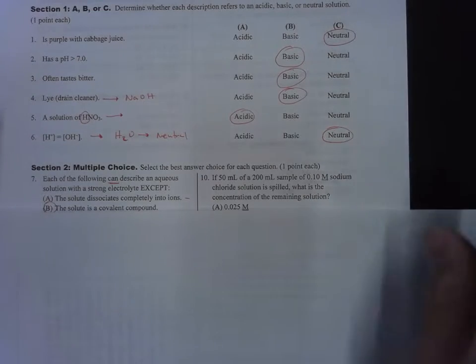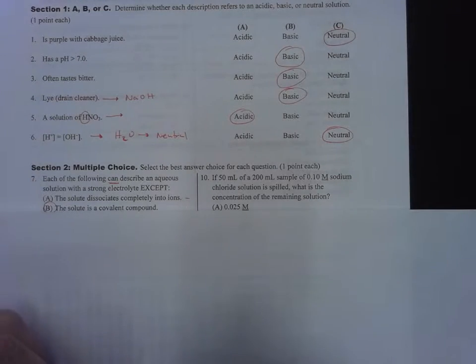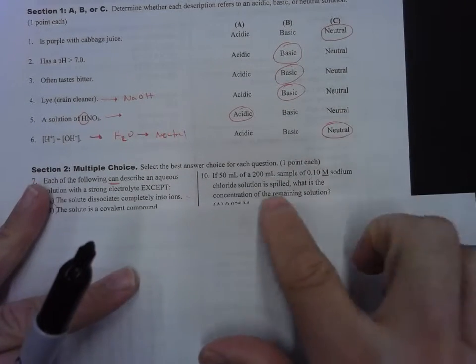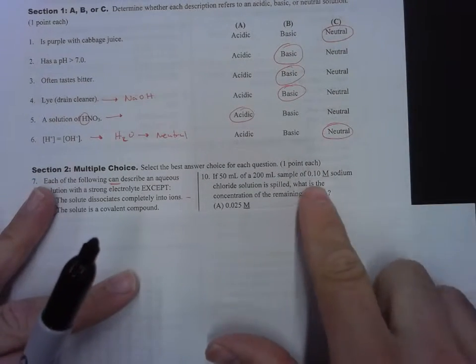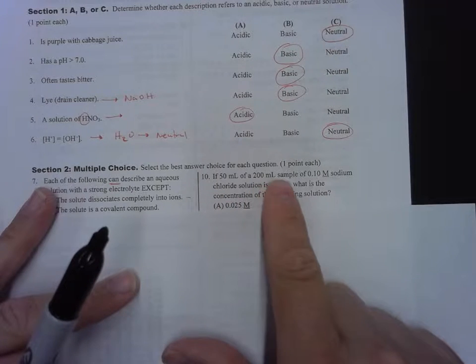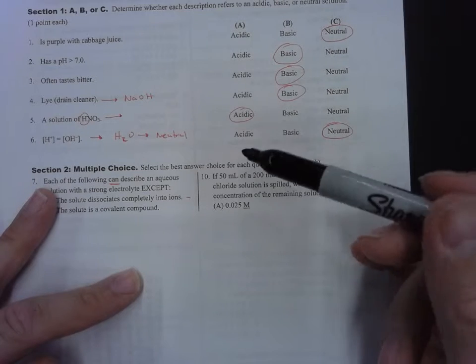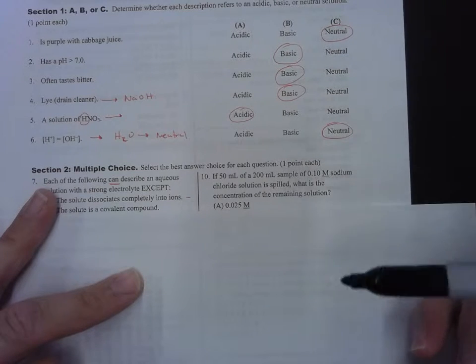Okay, this sounds like a trick question, and it is. There's some extra numbers in here that you don't need to worry about. What's the concentration of the remaining solution? Well, it doesn't matter. Whatever's left over is going to have the same concentration. You could pick that number, you could pick that number, it doesn't matter. It's going to have the same concentration.